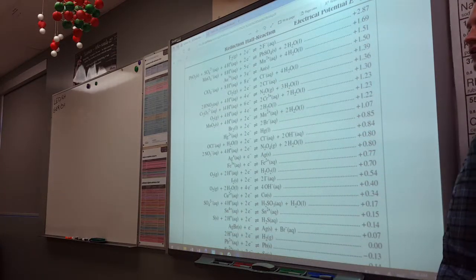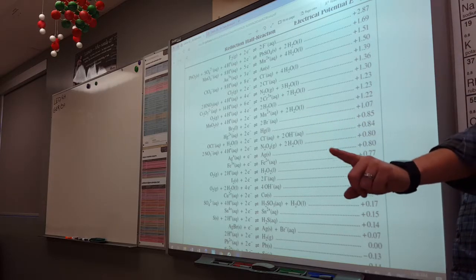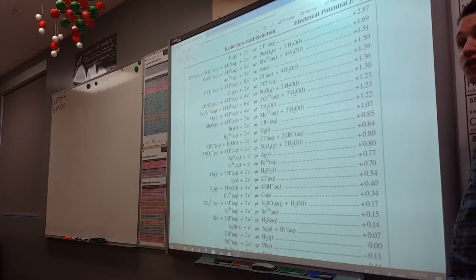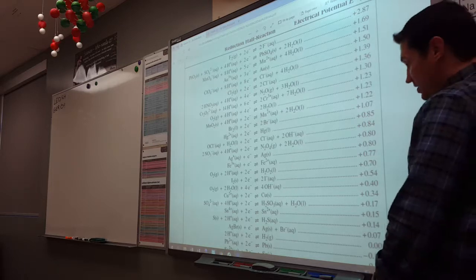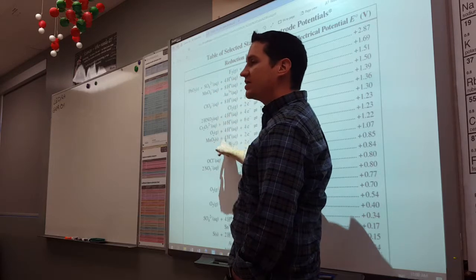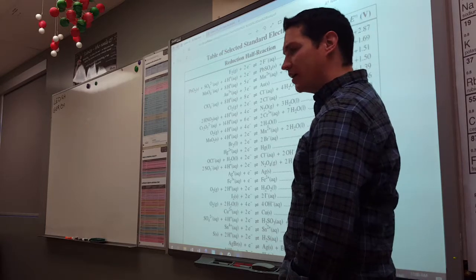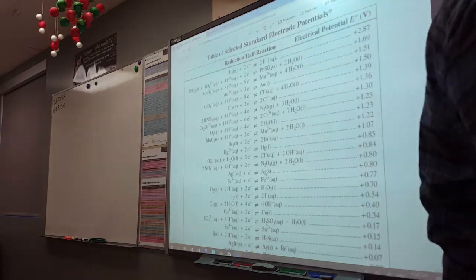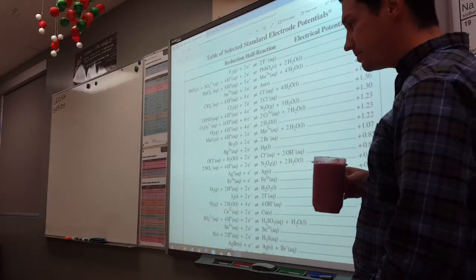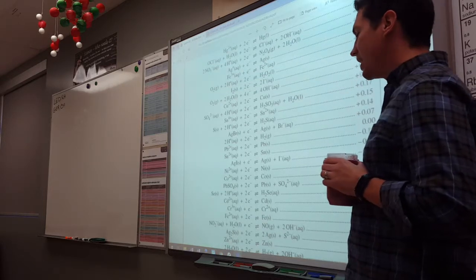Let's try and find iron 2 plus. I want to know, can iron 2 plus act as an oxidizing agent? And can iron 2 plus act as a reducing agent? I want to know, is that possible? So I want you to try and find iron 2 plus on the oxidizing agent side and find iron 2 plus on the reducing agent side, please, for me. Go ahead, look for it. Is it on both sides?